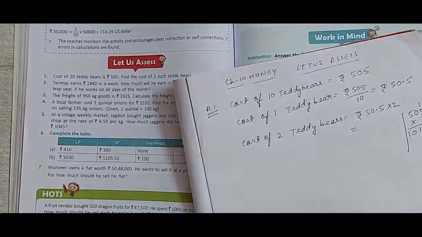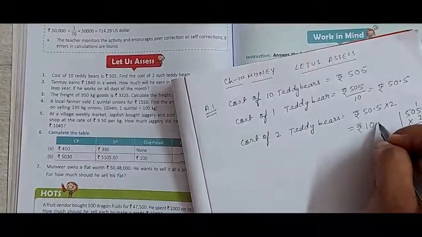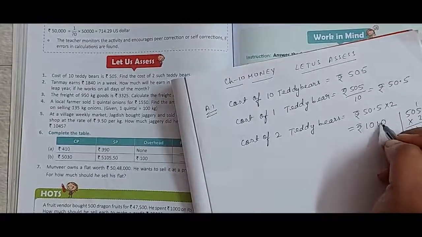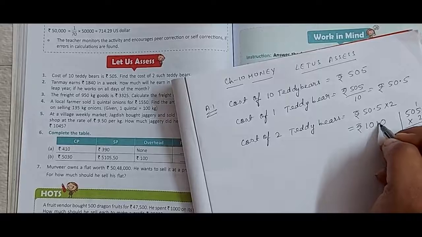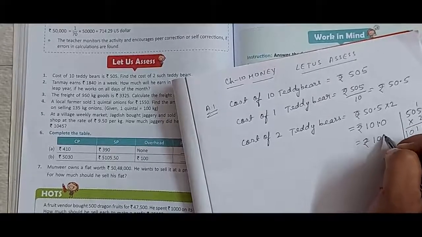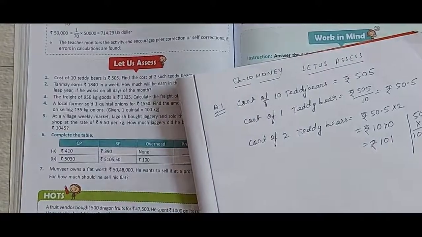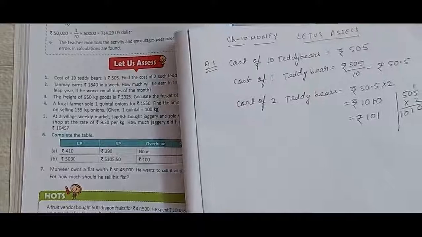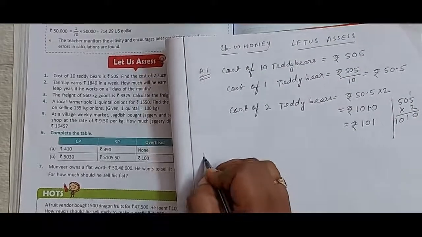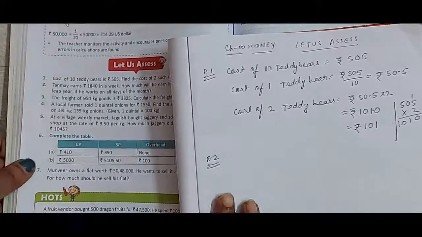So that will come as rupees 1010. So from one digit from the right hand side you put a dot. So final answer is rupees 101. Okay. Coming to question number 2. Question number 2 is very simple.